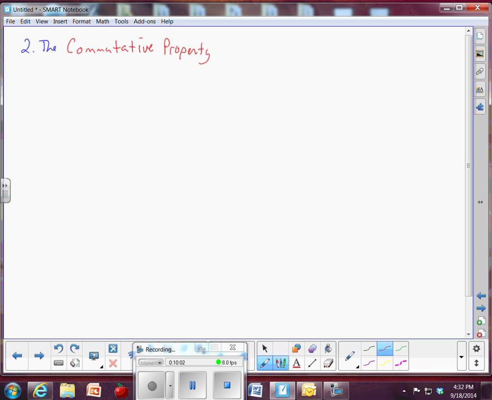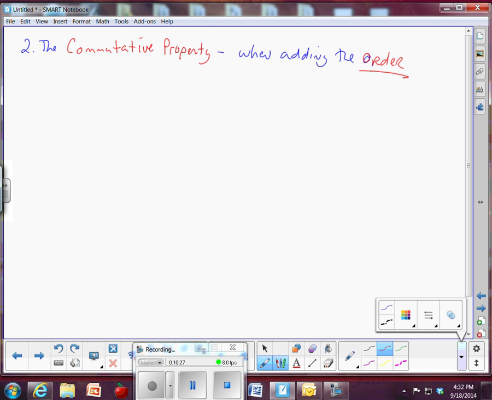But basically, let me try to boil it down to the basic understanding of the property. And it's basically this. When adding, because we're talking about properties of addition, when adding the, and I'm going to go to the red here, this is the key, the order, when adding the order, and I'll finish off in blue, can be changed. When adding the order can be changed. That's the commutative property.